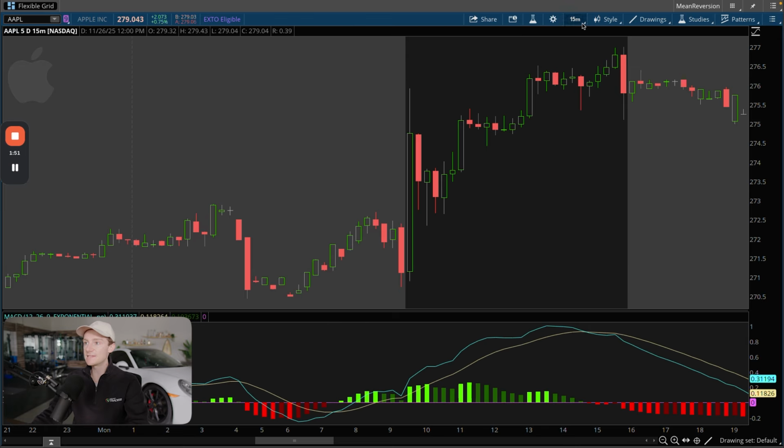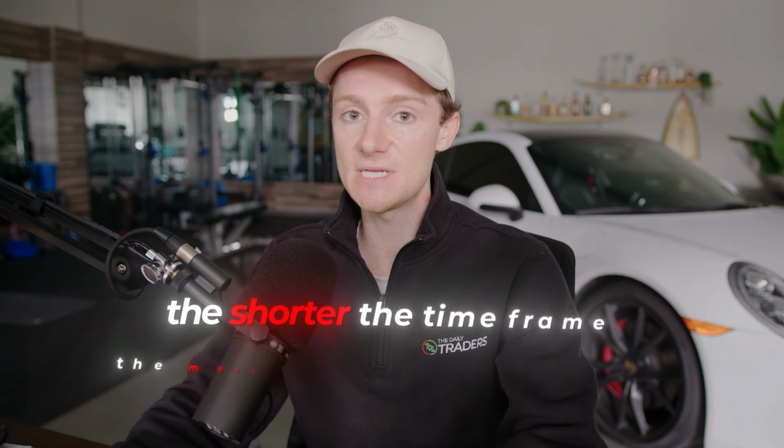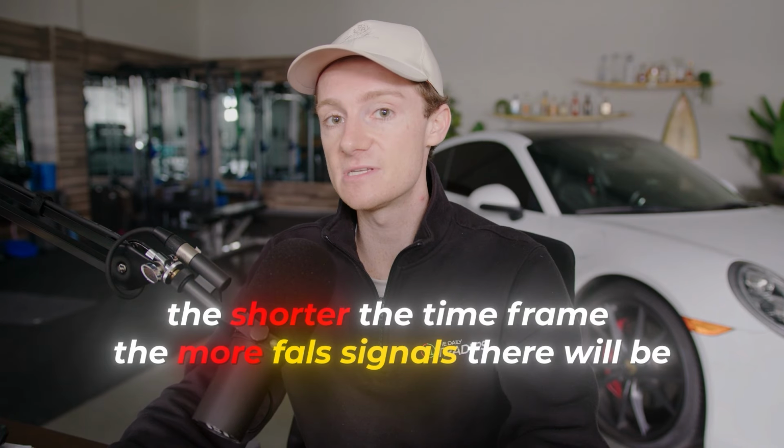Now, you can use the MACD on a 15-minute, 5-minute, or 1-minute time frame. If you're scalping, typically we're going to be on a 1 or a 5-minute. Now, keep in mind that the shorter the time frame, the more false signals there will be.